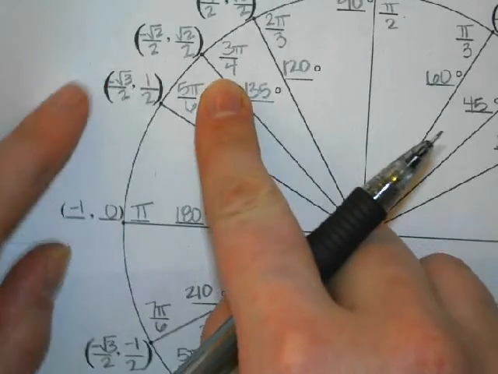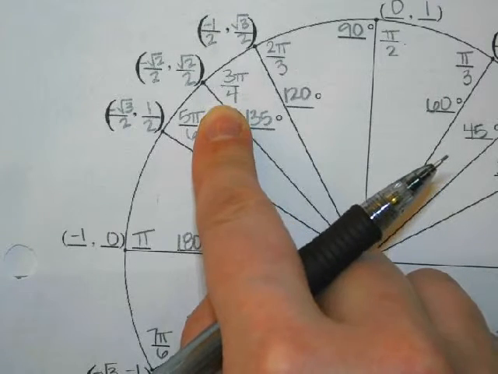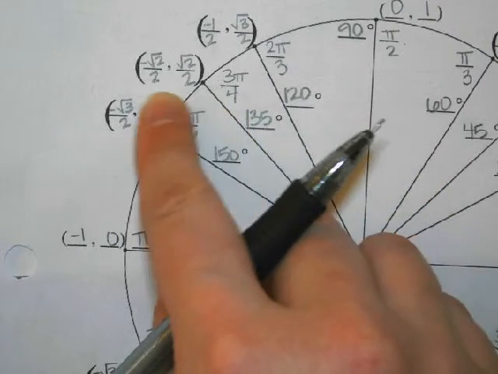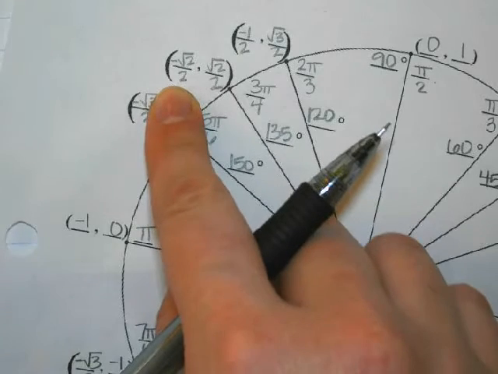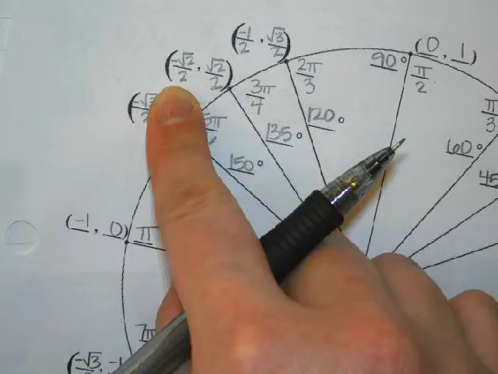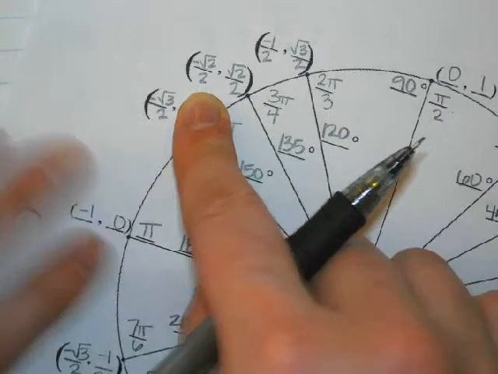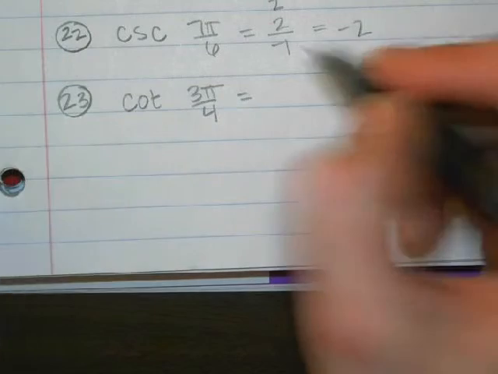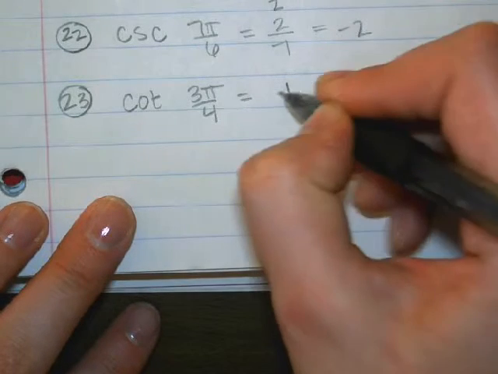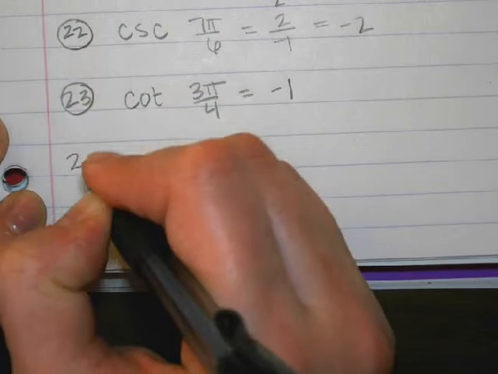So for cotangent of 3 pi fourths, we do x divided by y. And what do we notice about the x and the y? They're the same number, and one is negative. So if they're the same number and you're dividing them, you're going to get 1. And since one of them happens to be negative, you're going to get a negative 1. All right, 24.